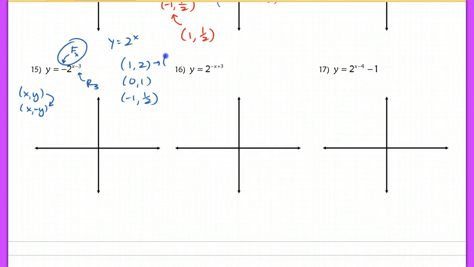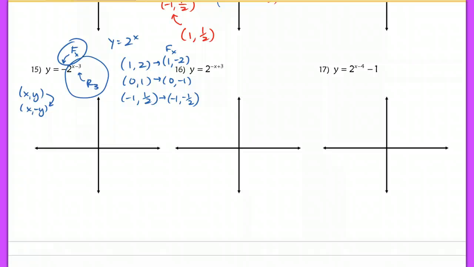So that point now becomes 1, -2, 0, -1, and -1, -1/2. Okay, so that's applying just our flip first. So this is just the flip. The second part that we need to also apply is this transformation right 3. Right 3 is a horizontal shift, which means it's affecting the x coordinate.